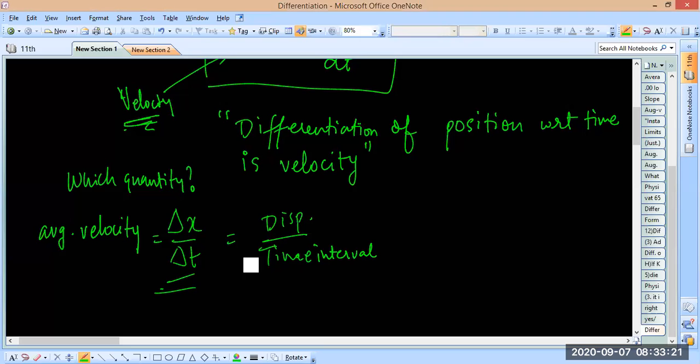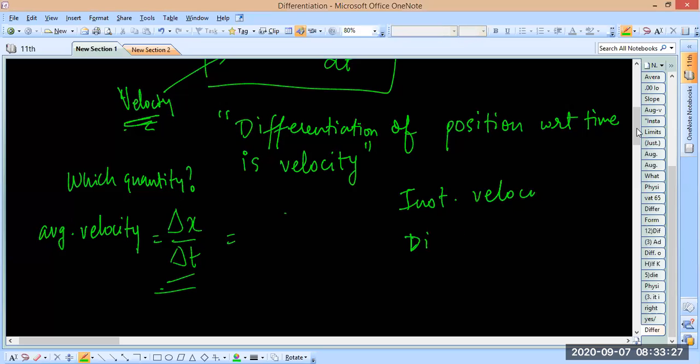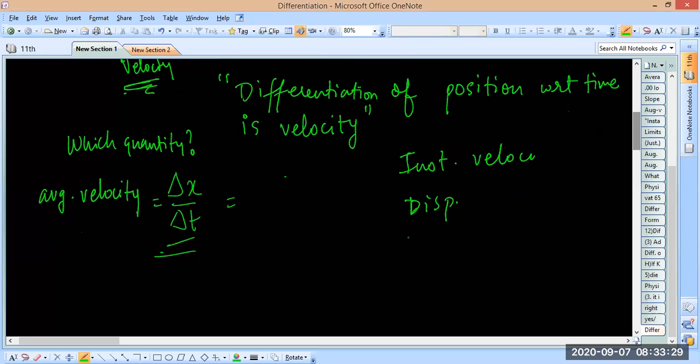All right. Some of you said instantaneous velocity. That's completely wrong. Some of you said displacement. Okay, that's not true again. Please, everyone, familiarize yourselves with quantities and their definitions and their formula, right?